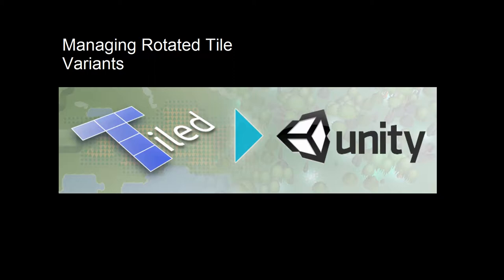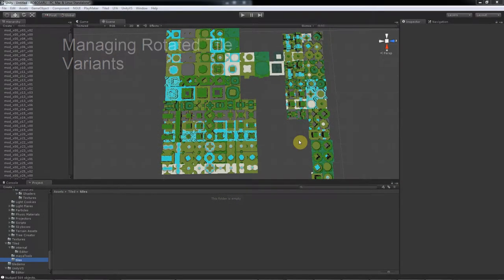Hello, in this tutorial, I am going to teach you how to use the rotated variants tool. It's basically a way to not go crazy repeating work a bunch of times on tile prefabs that are just rotated versions of each other. So let's do the tiled rotated variants tool.